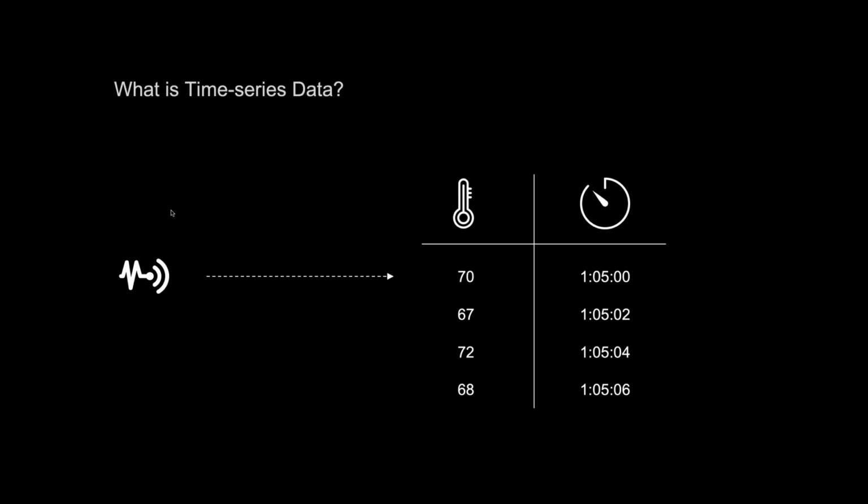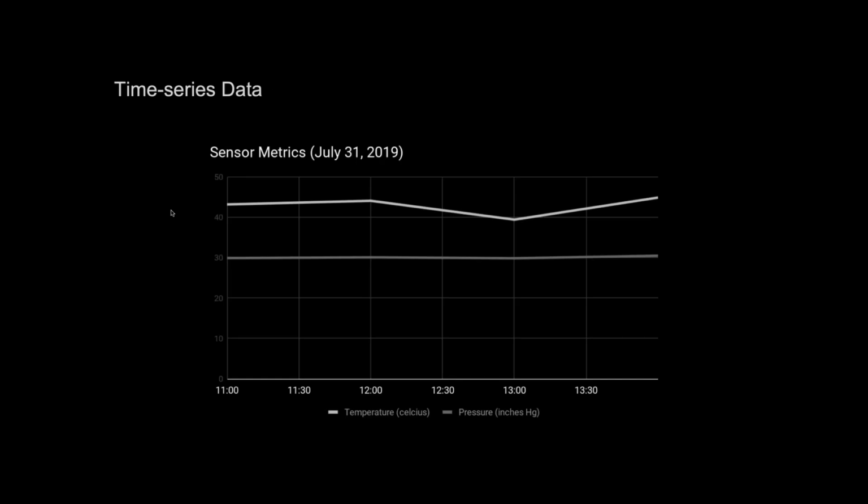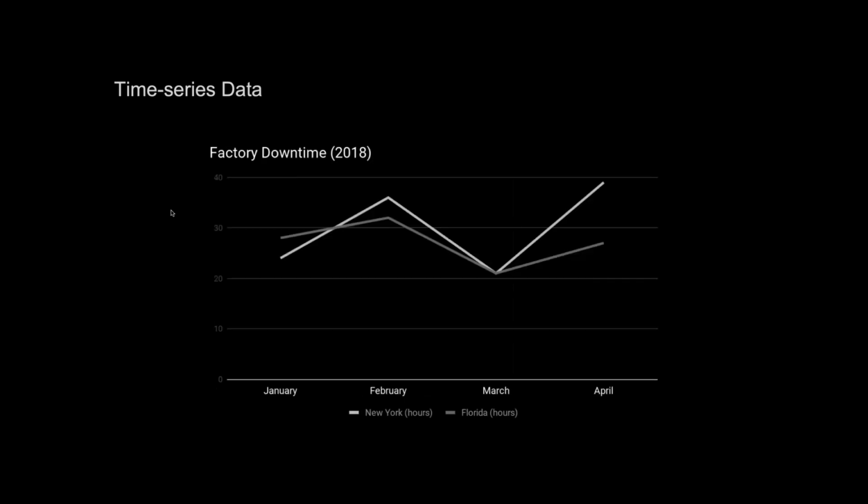Having such a rich amount of historical data allows you to delve into various aspects of your operation, such as analyzing the past, monitoring the present, or even predicting the future. For instance, this graph denotes time series data as we are measuring metrics such as temperature and pressure against time. Here again, we have another example of time series data as we are measuring the downtime hours of two factories, one based in New York and one based in Florida, against months, which is essentially time.